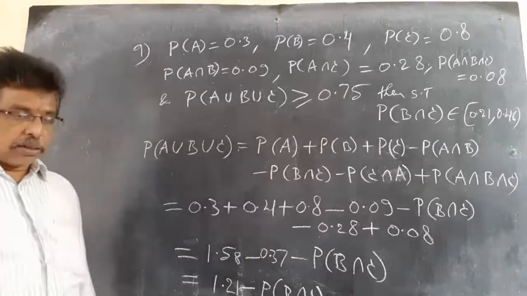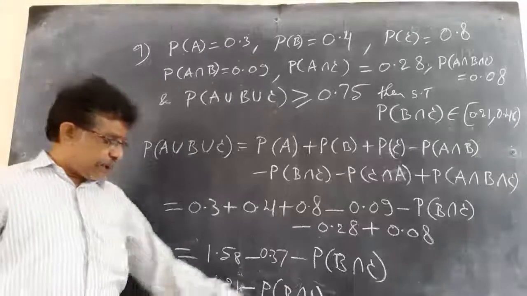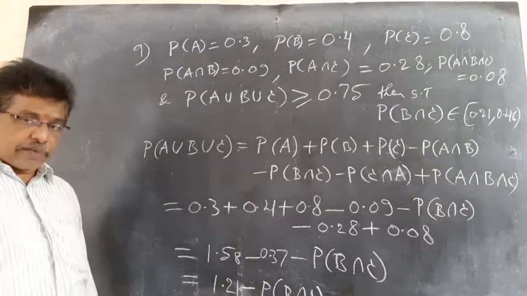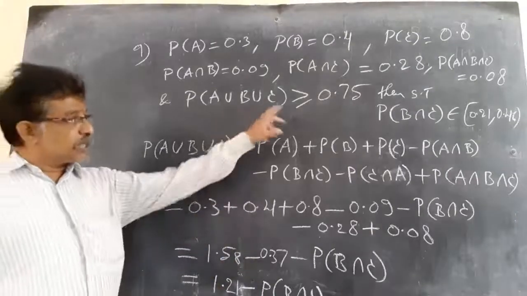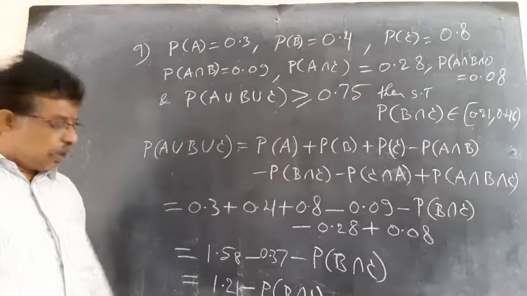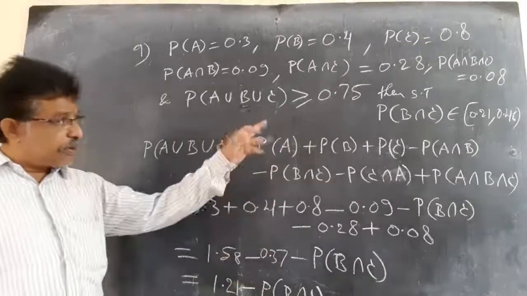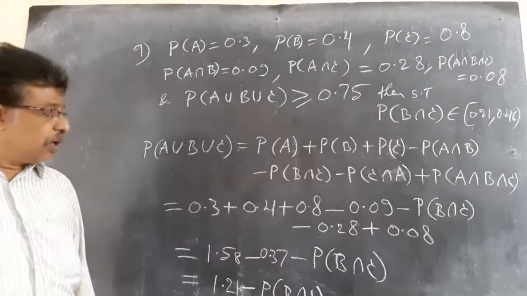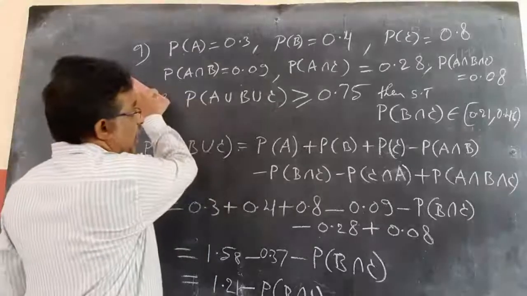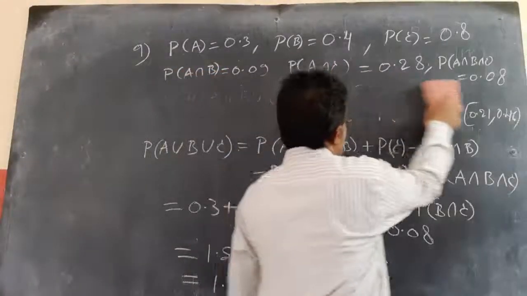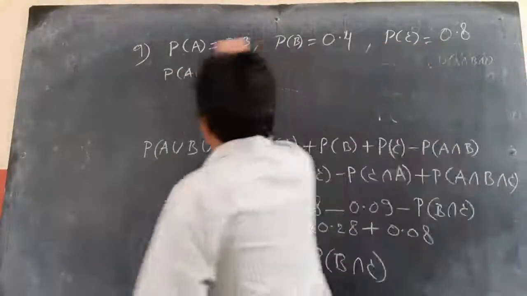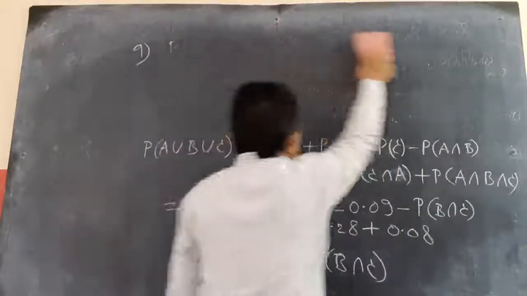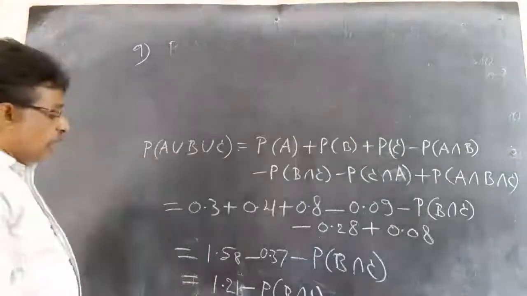But we know that this is a probability. It always lies between 0 and 1. Instead he is saying this is more than or equal to 0.75. Means this probability is more than 0.75 but less than 1. Means how can I represent this?